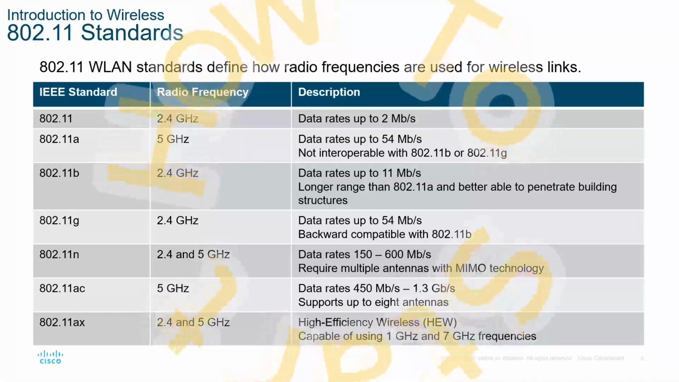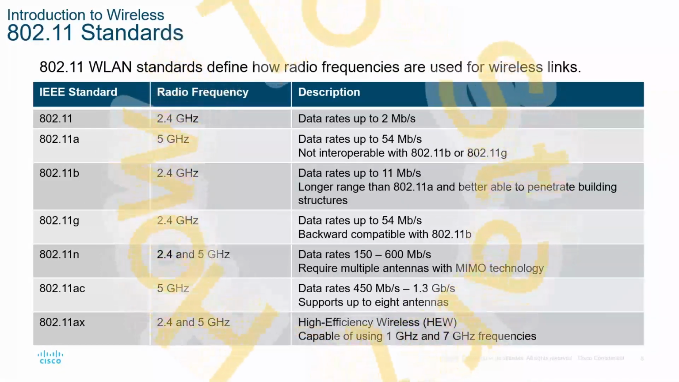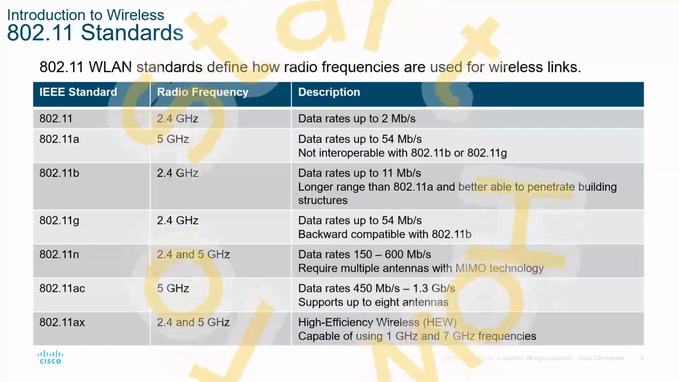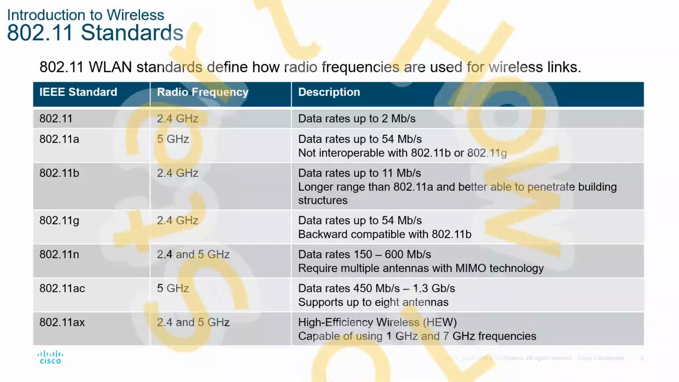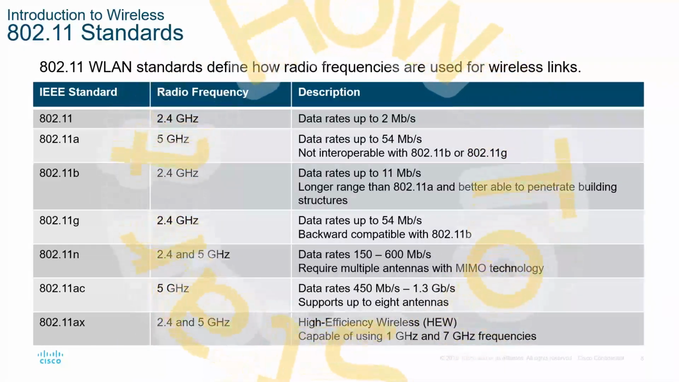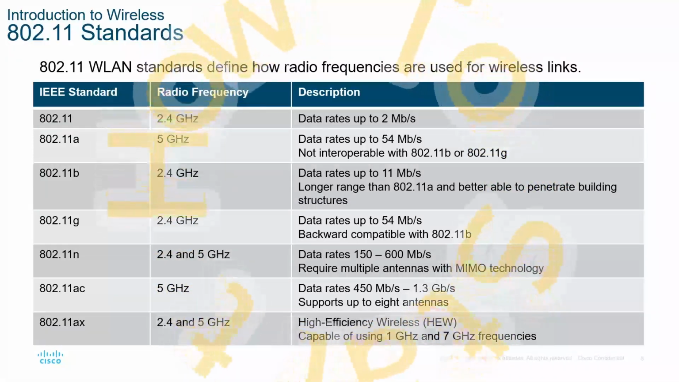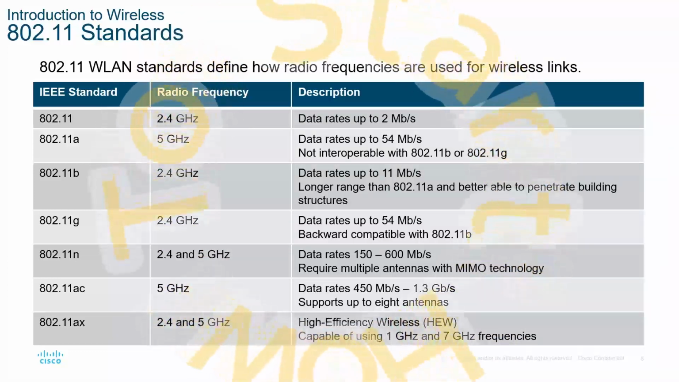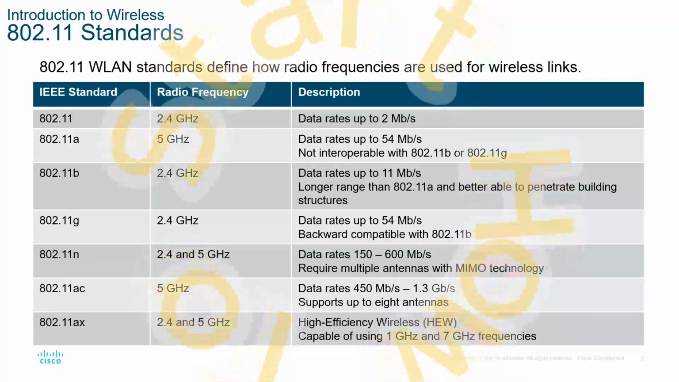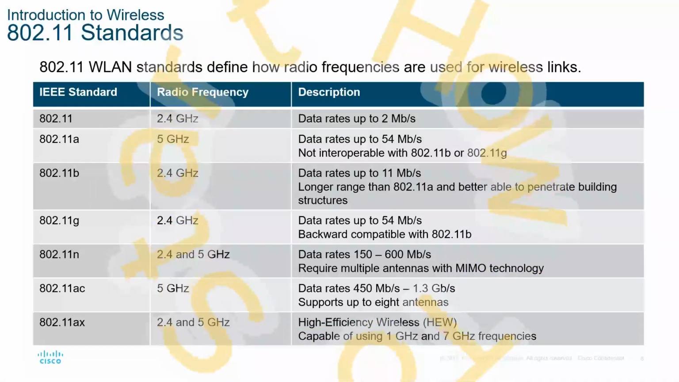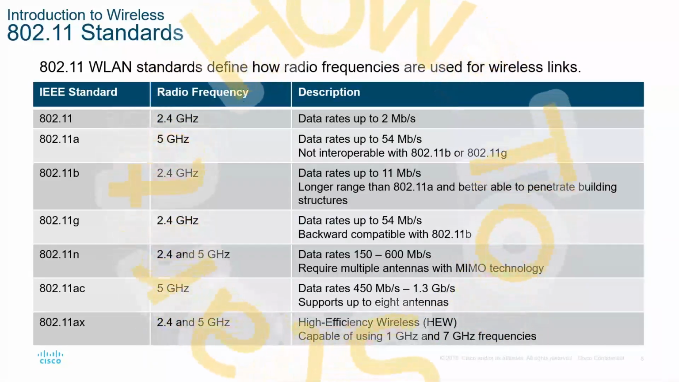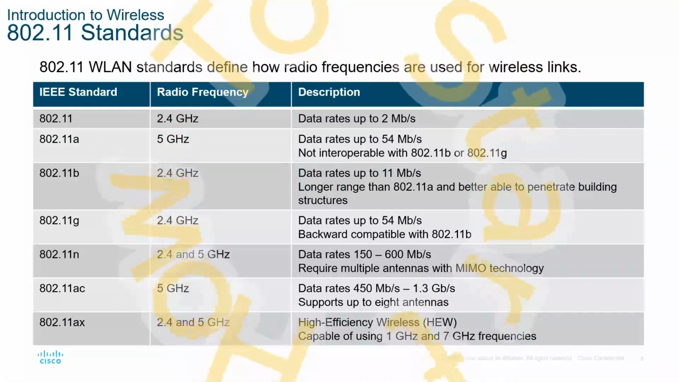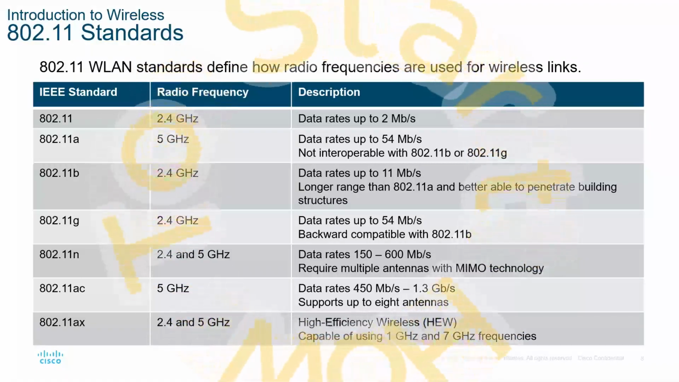After G being the predominant technology for a while, we got 802.11n. This uses both 2.4 and 5 gigahertz and allowed for drastically faster connectivity, though it required a technology called MIMO. This is basically multiple antennas to allow for our signals. After N, AC became very popular. AC is using 5 gigahertz, and again, a drastic increase in speed, and it supports up to 8 antennas. AC is where we are currently at.